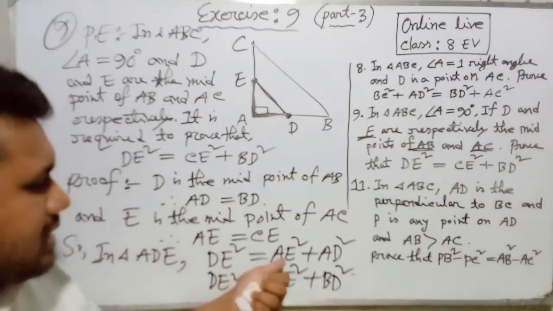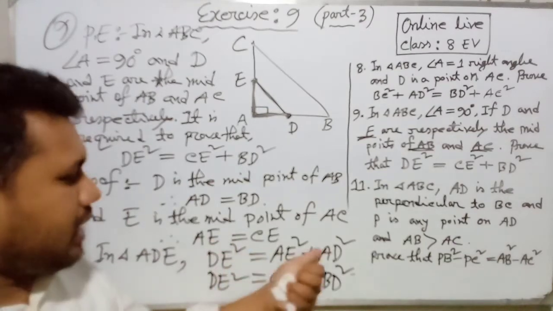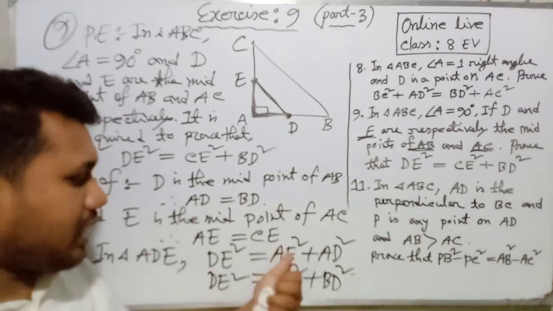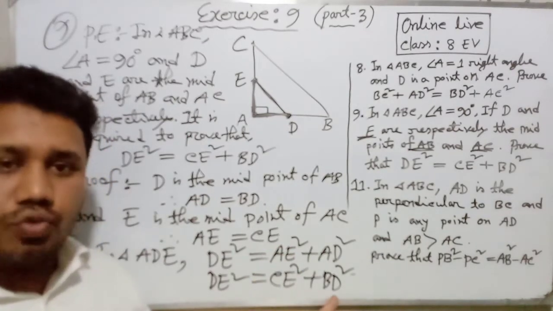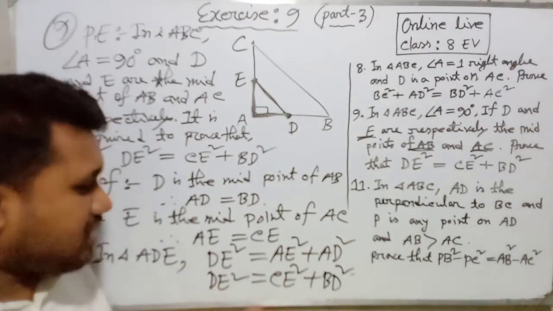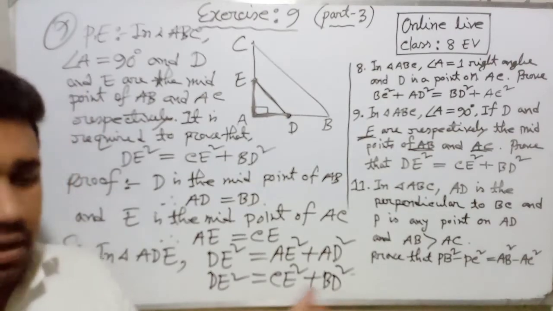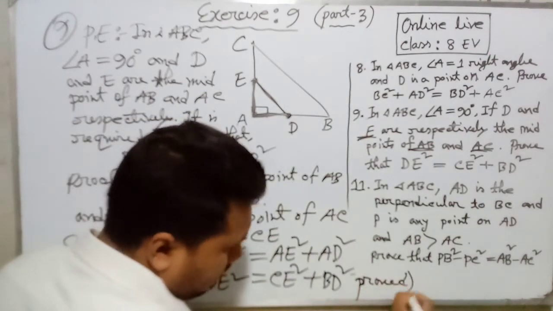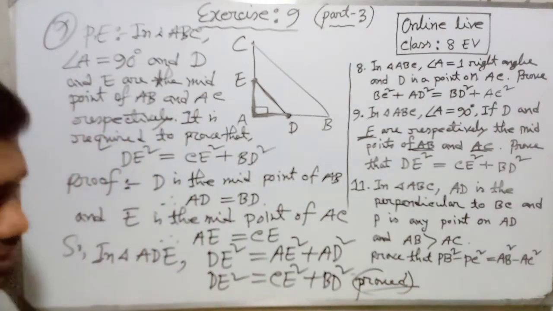This is our required part. Very simple, just AE and CE same and AD and BD are same because they are the midpoint. So we can write this one for replacing them. So this is our required part. So we can say this is proved. Very simple, dear students. Clear?